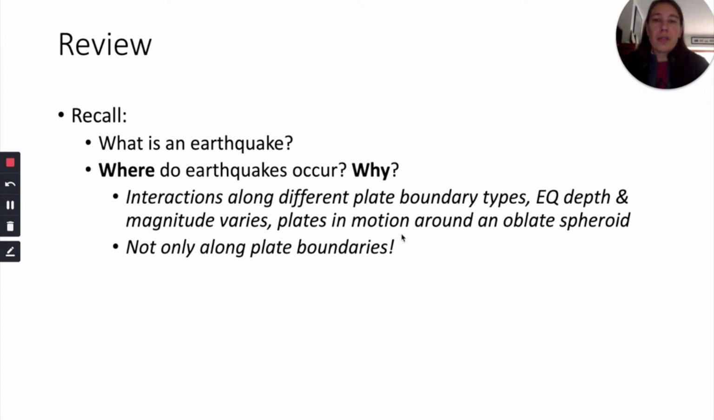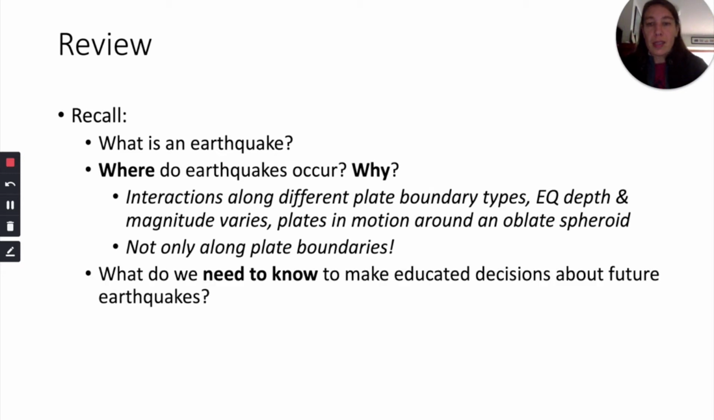So they're the result of interactions along different plate boundary types, and along each of these types, the depth and magnitude will vary. And this is largely because the thickness of plates changes around our globe, which is an oblate spheroid, and the motion direction is varying, the motion speed is varying, and the motion behavior is varying. And furthermore, as I just pointed out, earthquakes are not only along plate boundaries. Sometimes they're along ancient plate boundaries that are no longer active. Sometimes they are in the center of plates as a result of other processes.